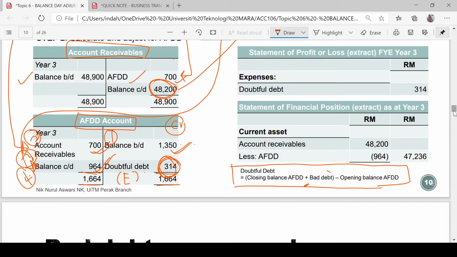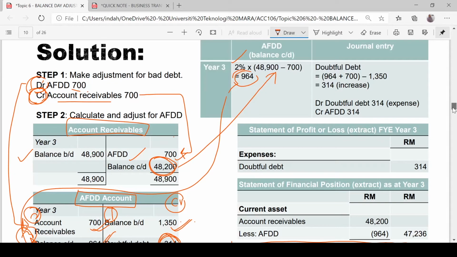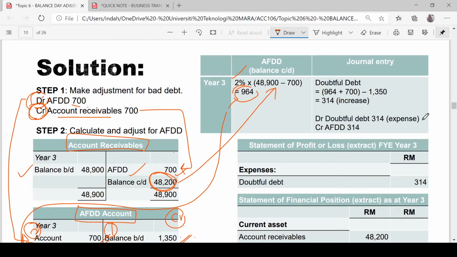So let's look at the formula. If we use the formula instead of preparing an account for AFDD, doubtful debt is equal to 964 plus 700 the bad debt, this is balance CD, minus the balance BD 1350, equal to 314. The difference here is positive, so this is an increase. When it is an increase, it is an expense.